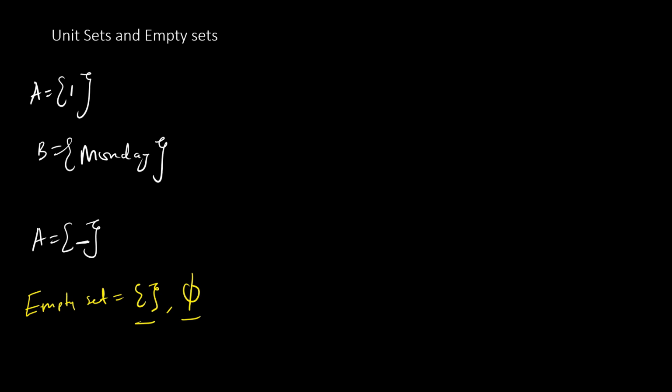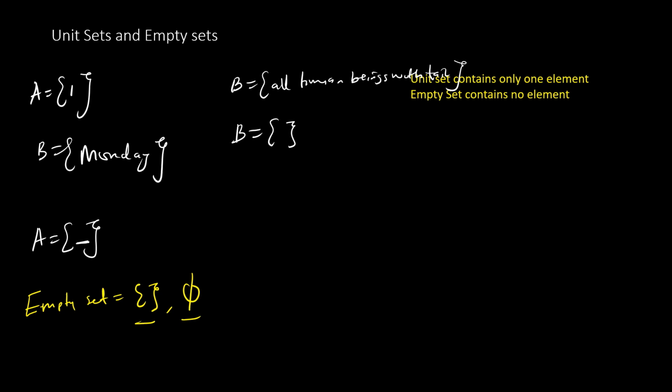Let's say, for example, set B equals all human beings with tails. Set B asks you to list all the names of human beings with tails. You can see that there's no element in this set. There's no human being that has a tail. So you can say that set B is an empty set. That is simply the difference between unit sets and an empty set.